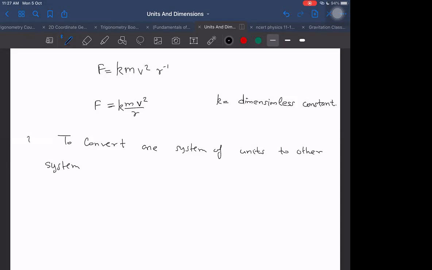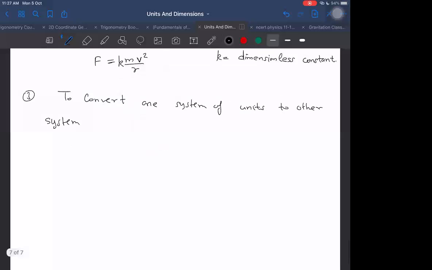Example, we can take, for example, work or energy I want to convert, and force. These two examples I will take. Similarly, others also we can do. Energy I want to convert from MKS to CGS. MKS is also SI unit. SI to CGS I want to convert.